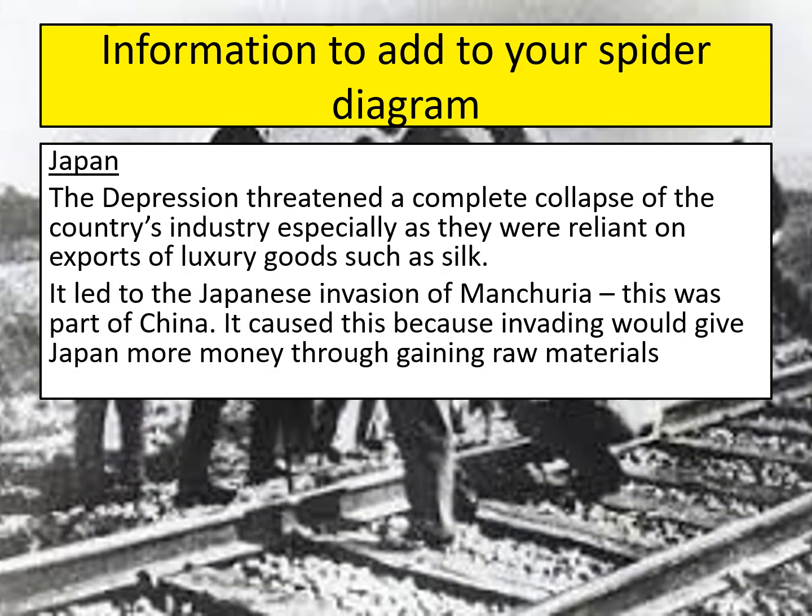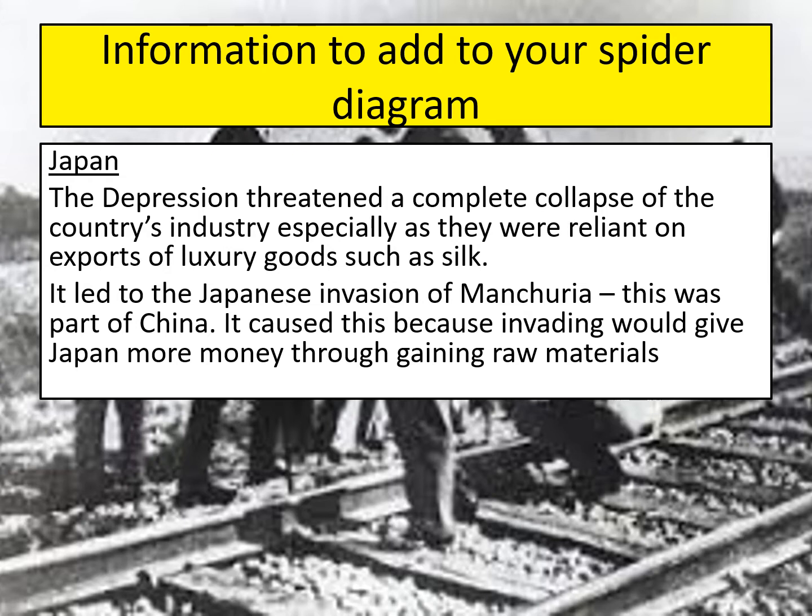Moving on, the third country you need to know about is Japan. Now, this is the really key bit because this is the background for the rest of today's lesson, thinking about how Japan was affected by the Great Depression. Now, the Great Depression had a worldwide impact and it threatened a complete collapse of the country's industry, especially because the Japanese industry was really reliant on the export of things like silk.